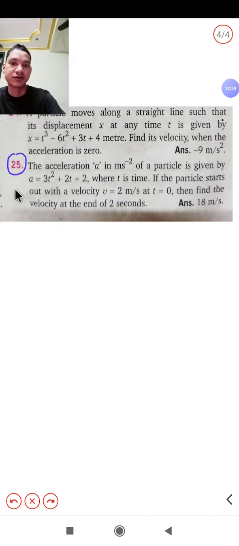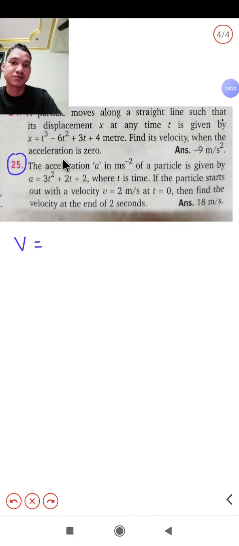The 25th one is related to integration. But before that there is one more. The particle moves along a straight line. The expression for displacement, the position, is given. Find out the velocity. If we differentiate it once, we will get velocity. And further it is mentioned, when acceleration is 0. This means we also need to find the acceleration.